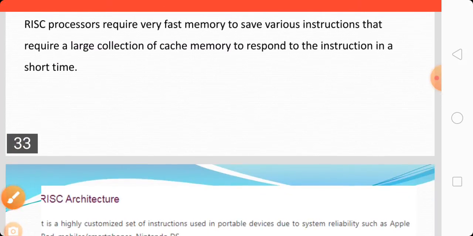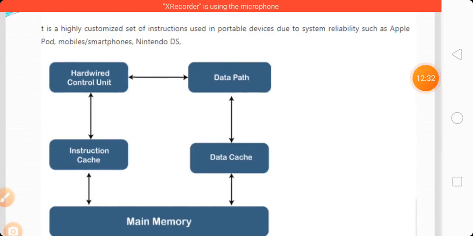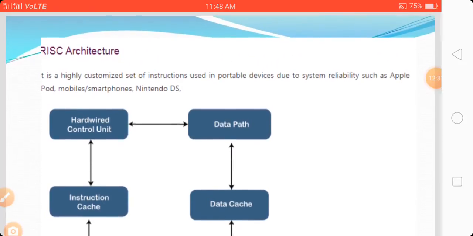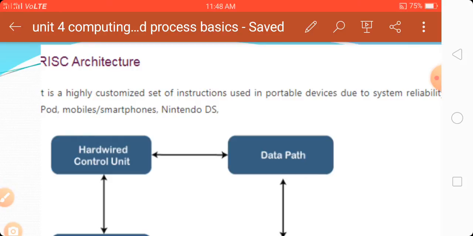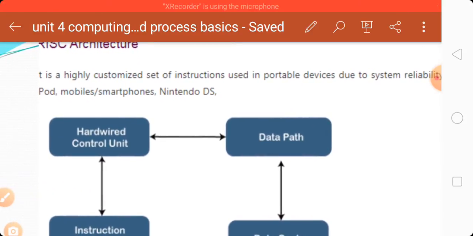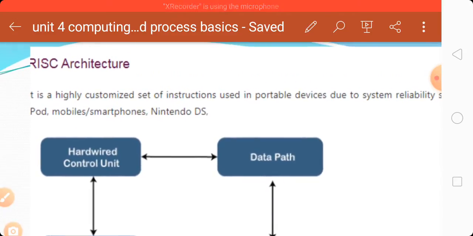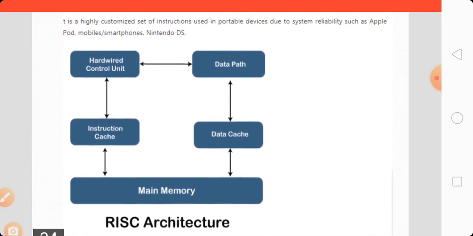Again, we have to see the architecture of the RISC processor. It is a highly customized instruction set used in portable devices due to system reliability, such as Apple iPod, mobile phones, smartphones and Nintendo DS. So this is the architecture. You can see here the RISC architecture.